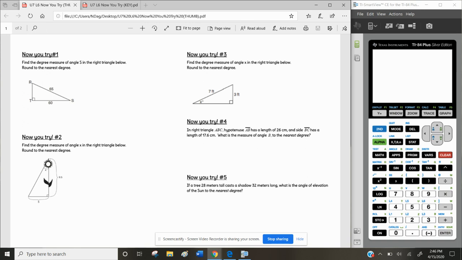I'm going to do the Now You Try problems for finding a missing angle in a right triangle using inverse trigonometry. So pause the video here and you can try these 5 problems on your own or try them one at a time and then check the video answer that comes after.